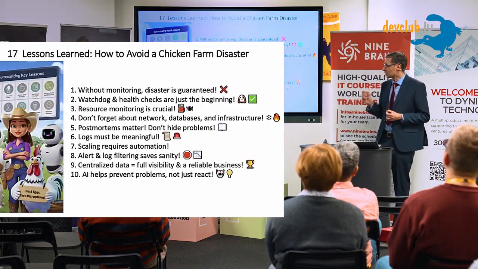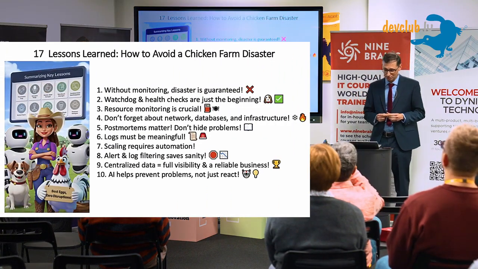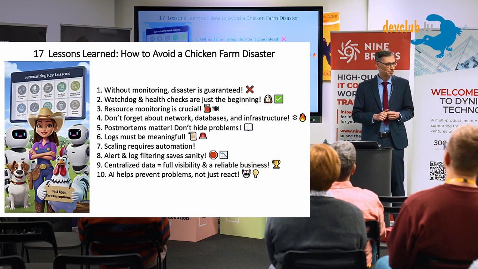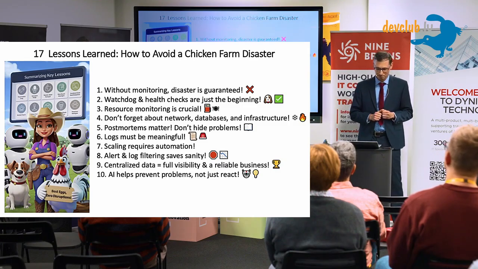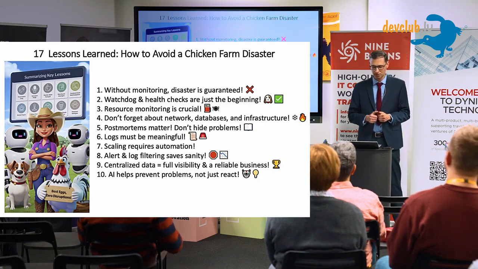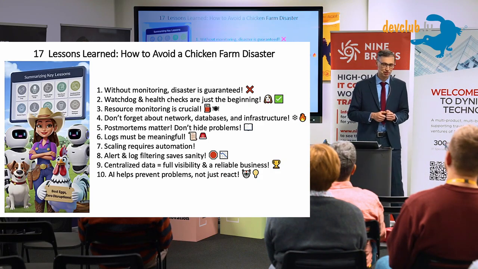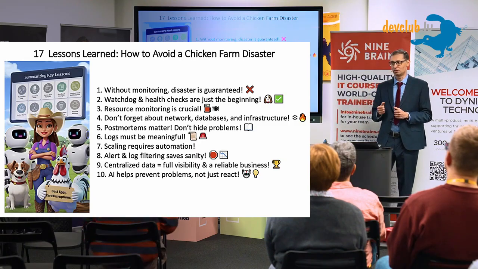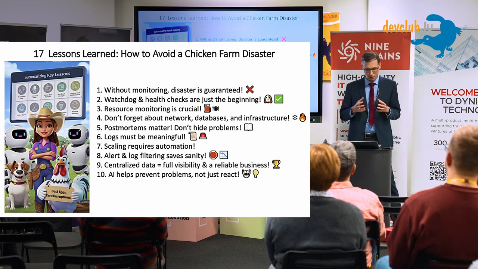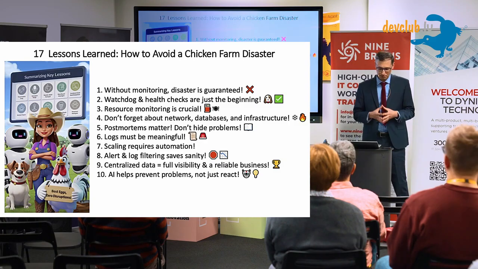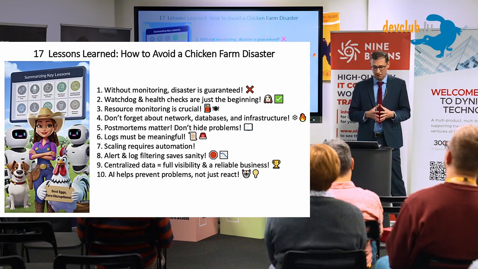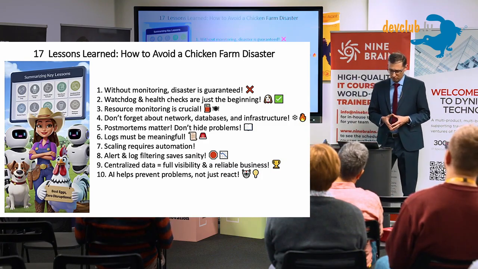So the main takeaway from here: how to avoid a chicken farm disaster? Again, without monitoring, no deployment of new services and applications. Watchdog and health checks are a great beginning, but not enough. You need to monitor internal resources, external resources, and everything on which your application depends. Postmortems matter. Don't hide the problem because it's a ticking bomb. Again, logs should be meaningful.